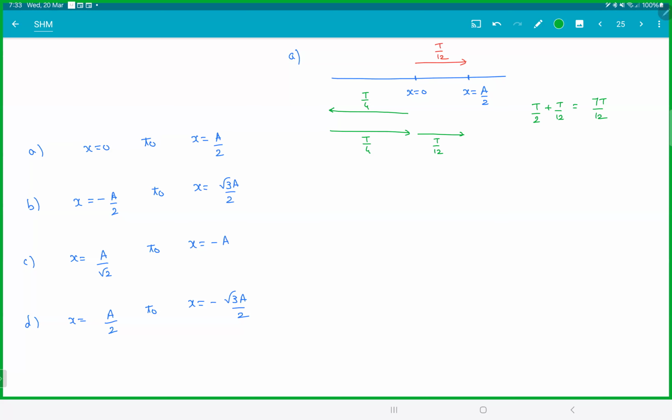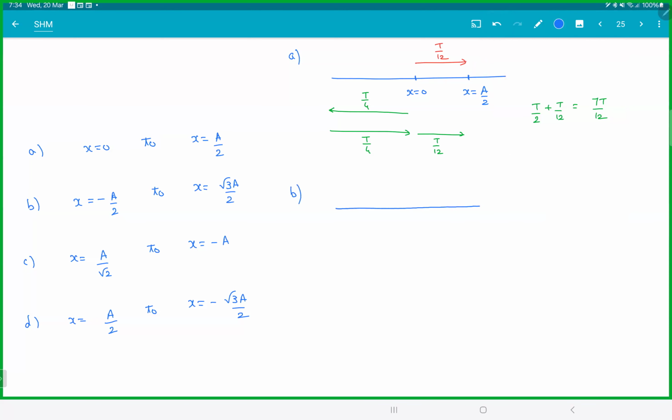But in the question, if they mention, find the time to go from 0 to a/2 directly, then it is T/12, the shortest time. And if you don't think like this, it is not an acceptable answer. The moment you touch a/2, the question is over. There is nothing like going and coming back. Are you getting this? So for every question, you'll have two options.